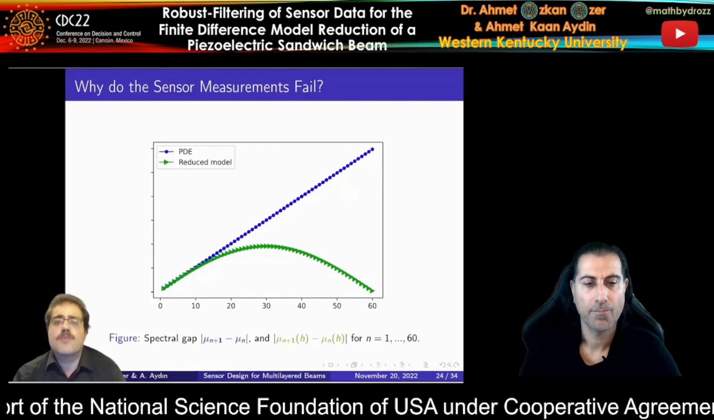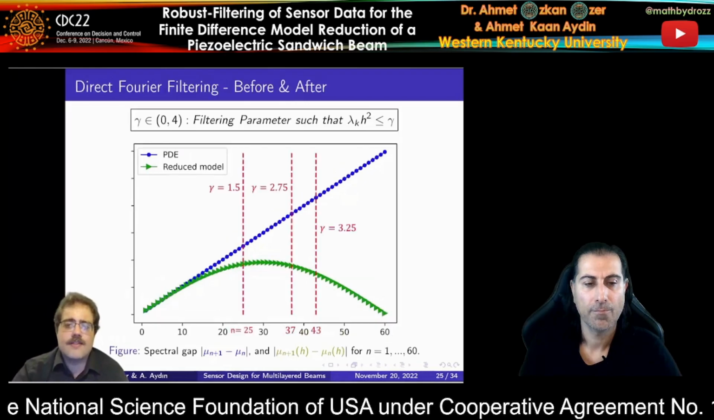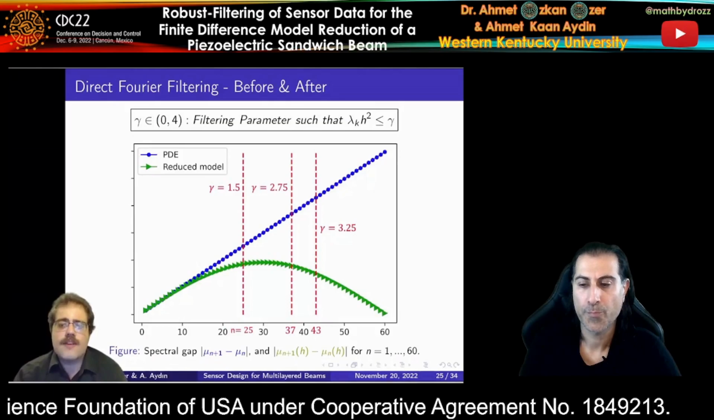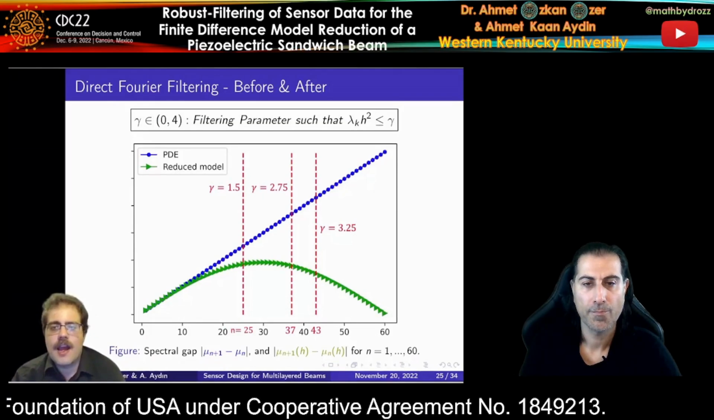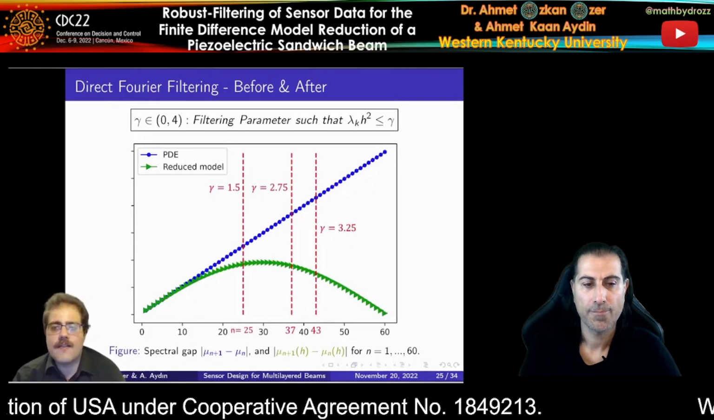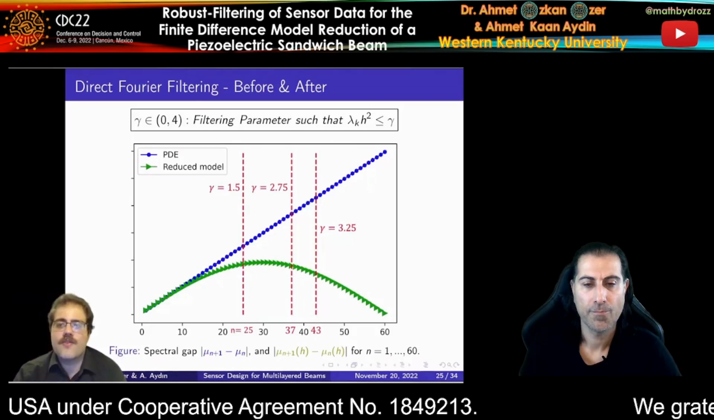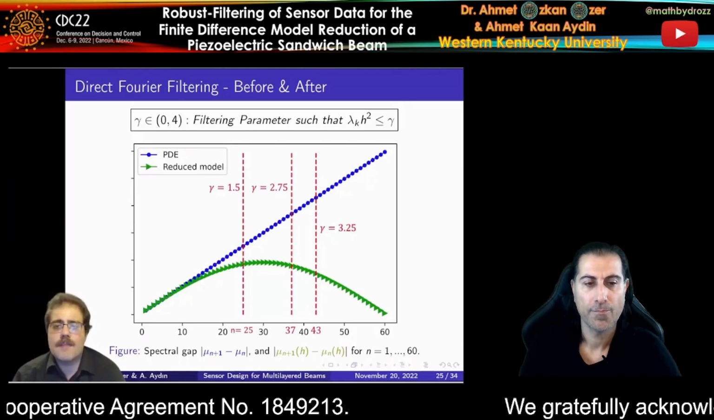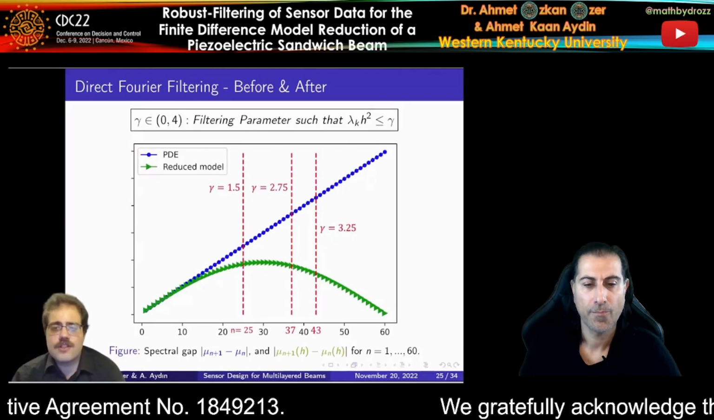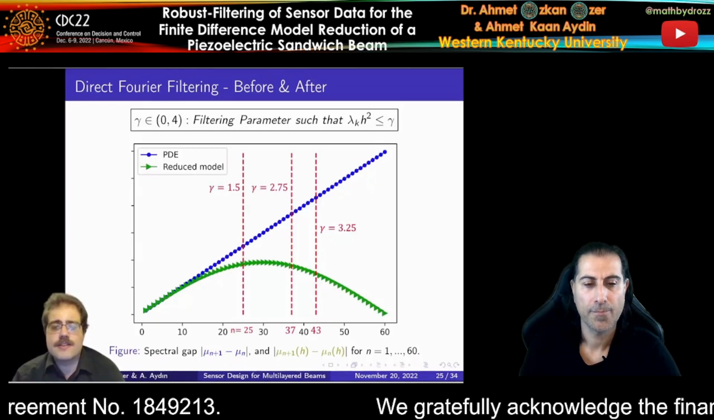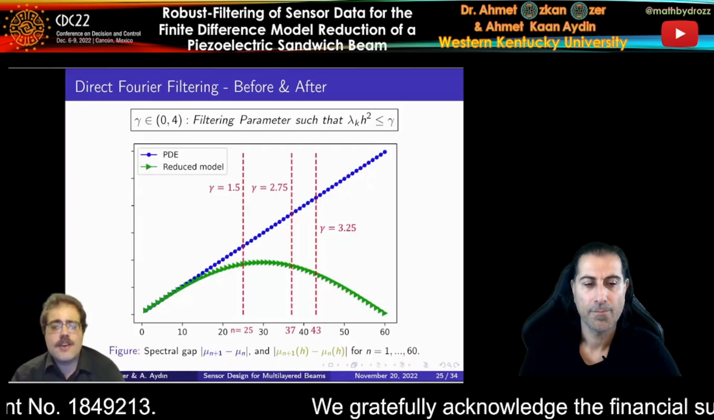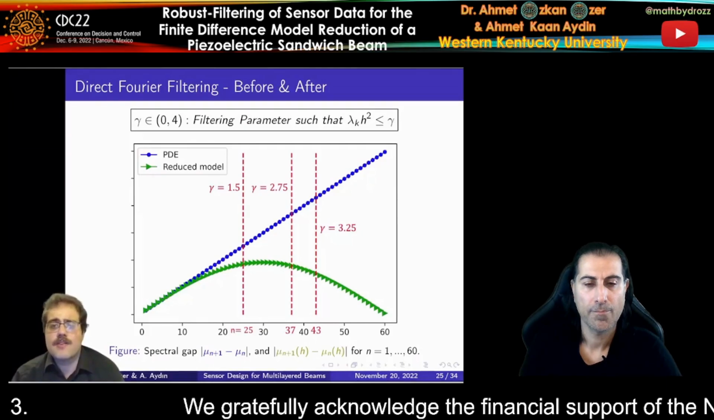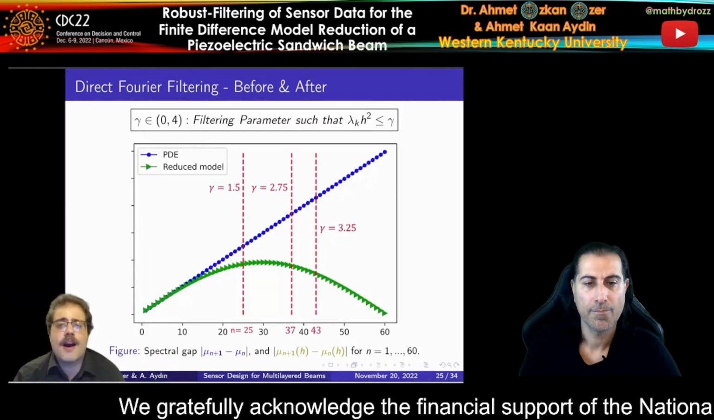How can we fix this problem? An easy and direct approach is to apply direct Fourier filtering. We choose a filtering parameter gamma here and consider only the eigenvalues that hold this filtering condition in our solution. And if you want to keep more eigenvalues, you can just have a larger discretization of the system. Let's say you want to keep 100 eigenvalues. You can just discretize for 150 and keep 100 of them.